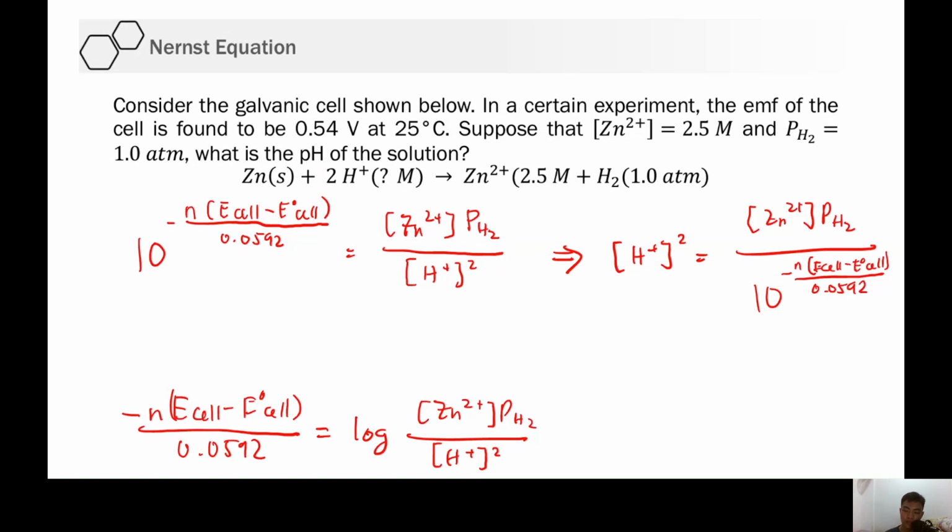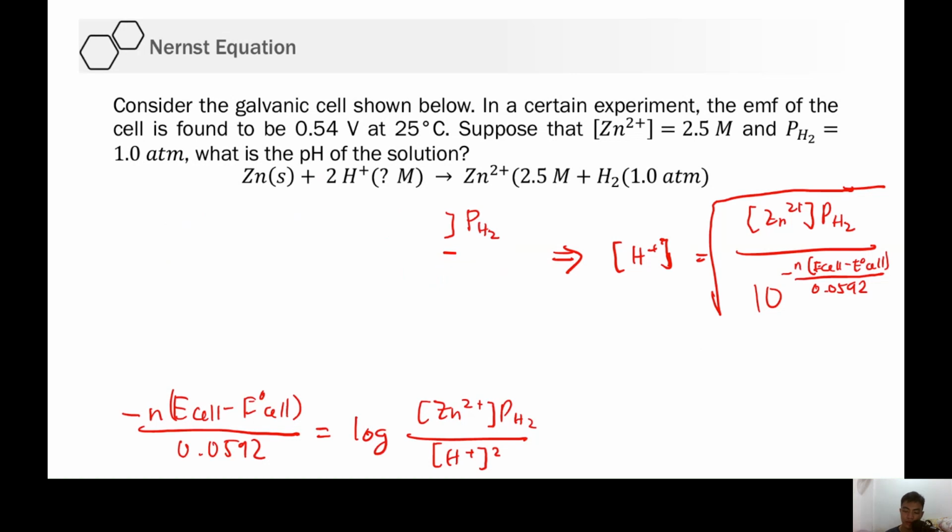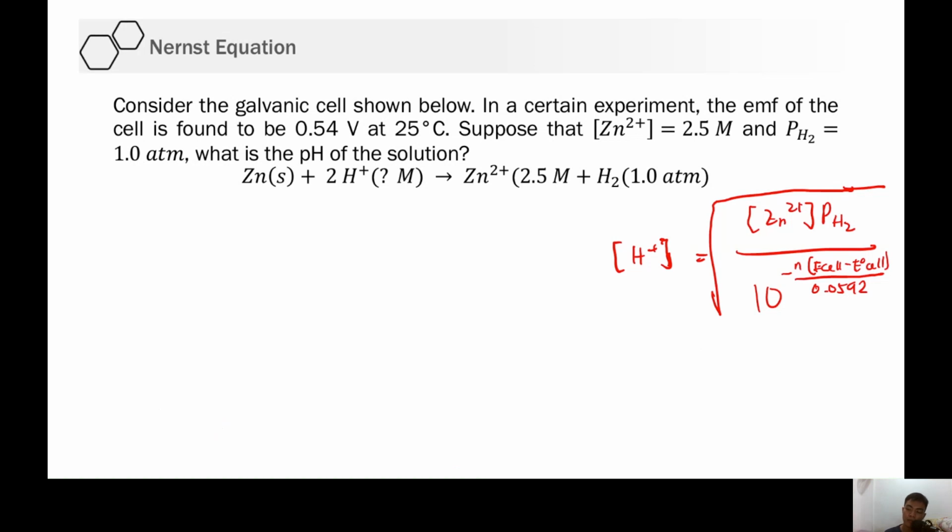But take note that H is squared, so you get the square root, so you can solve for the H plus alone. There you go. So this is the equation that we are going to use when solving for the H plus. But the problem asks for pH, so after you solve for H plus, you just get its negative log.